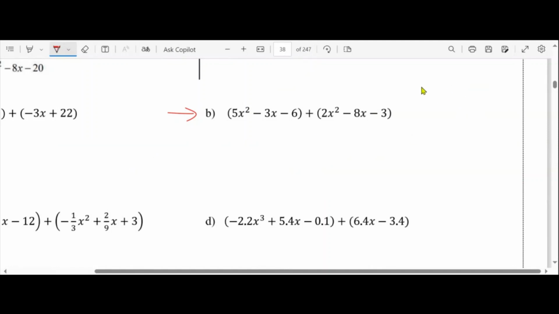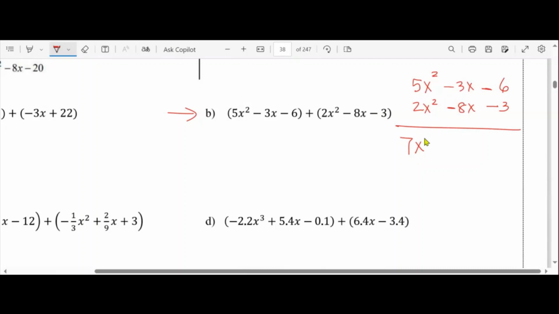Yeah, I'll make it easy for you. I'll put it under each other, right? 5x squared, 2x squared. I know you like that. Here -3x, and here is what? -8x, and here -6, -3. Yalla.